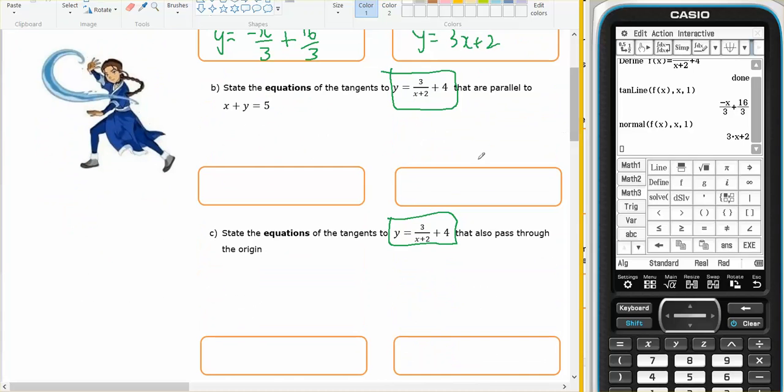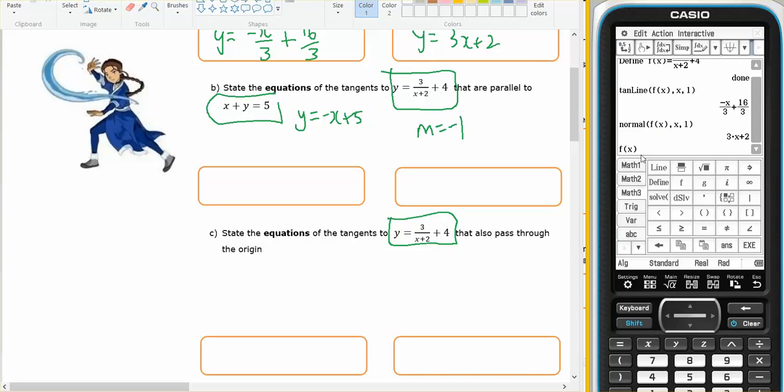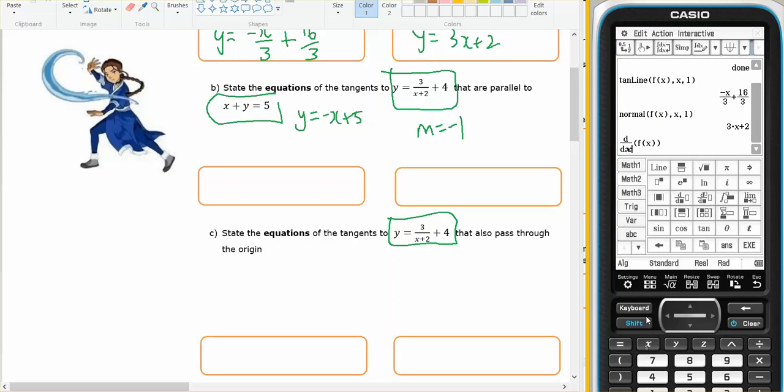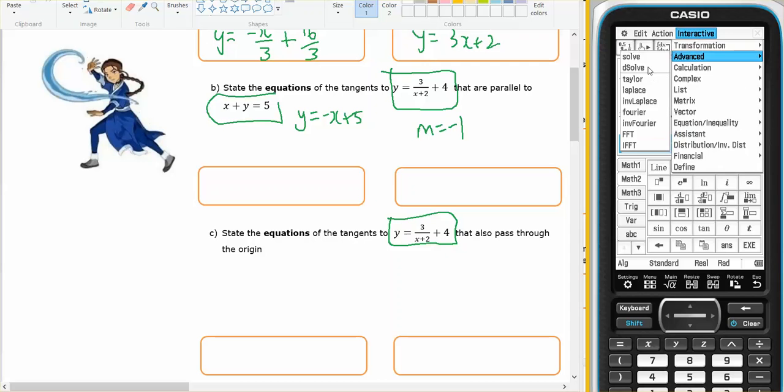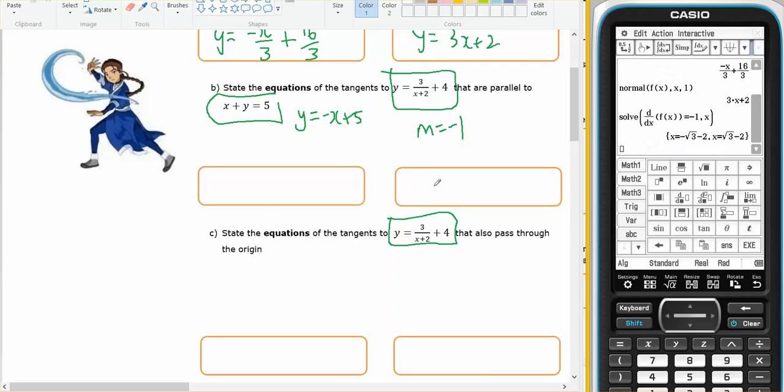Okay, part B, state the equation to the tangents that are parallel to this line. Well, this line is y equals minus x plus 5, therefore my gradient has to equal negative 1. So I'm going to take f of x, I'm going to take its derivative, set the derivative equal to negative 1, and solve for x. That gives me two answers.